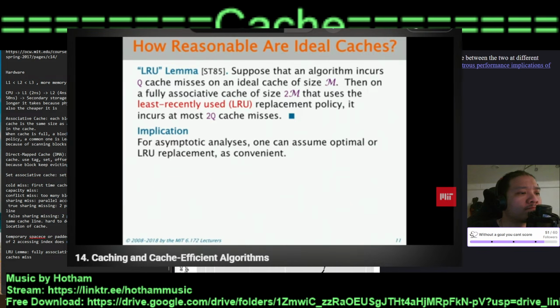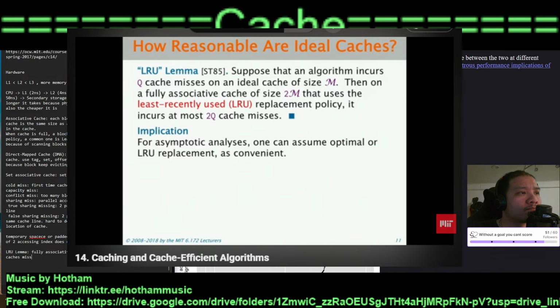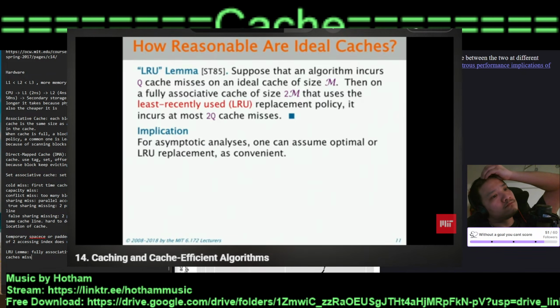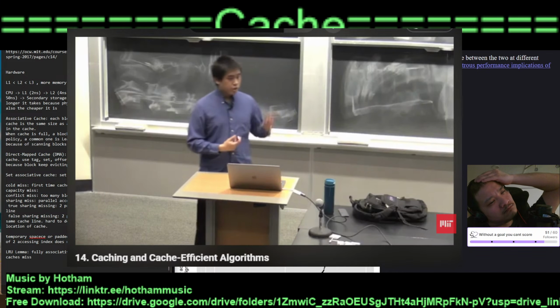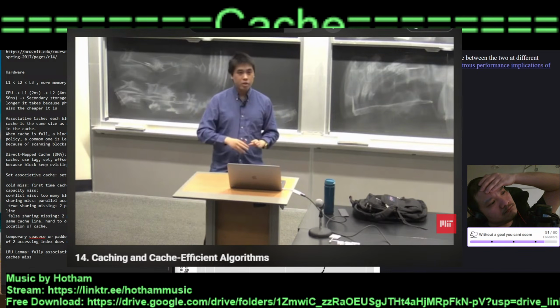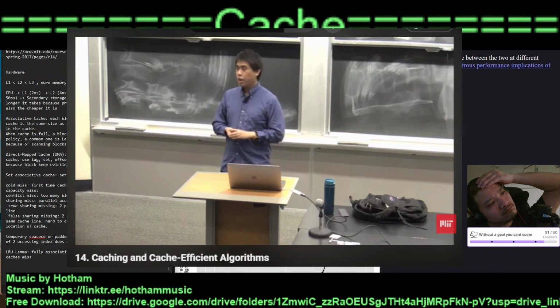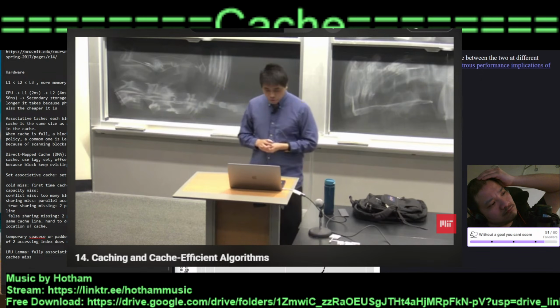And the implication of this lemma is that for asymptotic analyses, you can assume either the optimal replacement policy or the LRU replacement policy as convenient, because the number of cache misses is just going to be within a constant factor of each other. So this is a very important lemma. It makes it much easier for us to analyze our cache misses in algorithms.